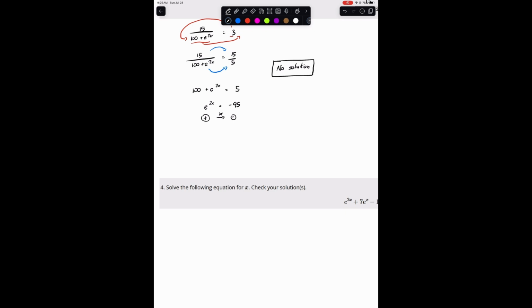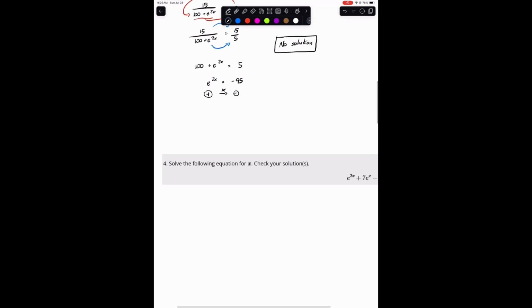The more formal way I say this is, from this last step, let's take the natural log of both sides. So natural log of -95. And if you look at this one, this is log base e of -95.